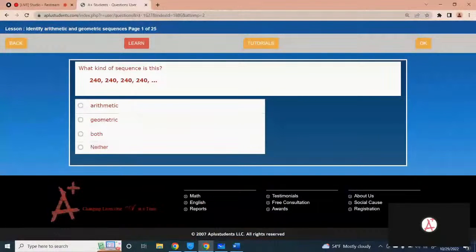What kind of sequence is this? You have all the numbers 240, the same number. Got it? The number is not changing. So that means, as per the definitions, if the same number is repeating again and again, the sequence is both arithmetic and geometric. Got it? The answer for these types of sequences is both. So the correct option in this case is both. Got it?